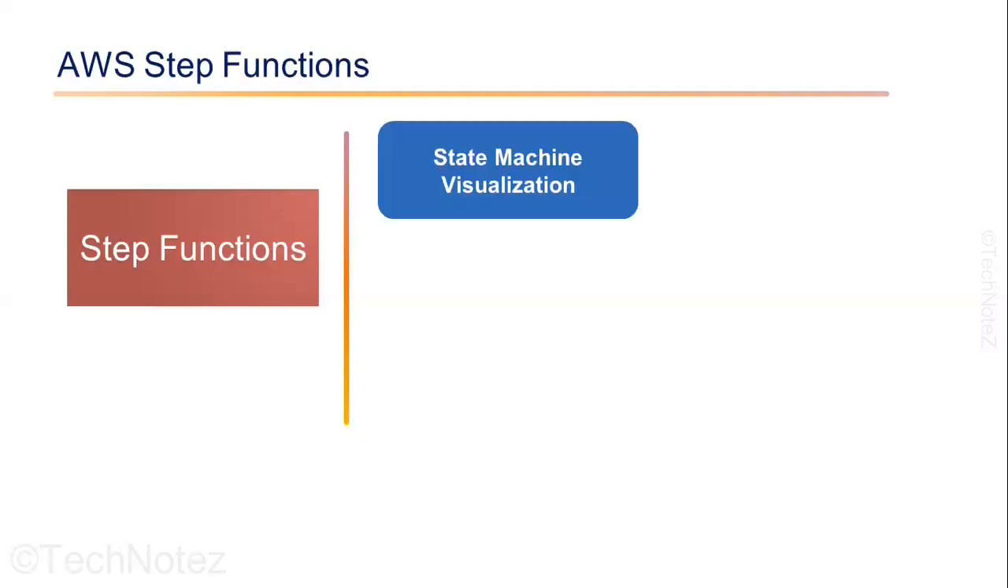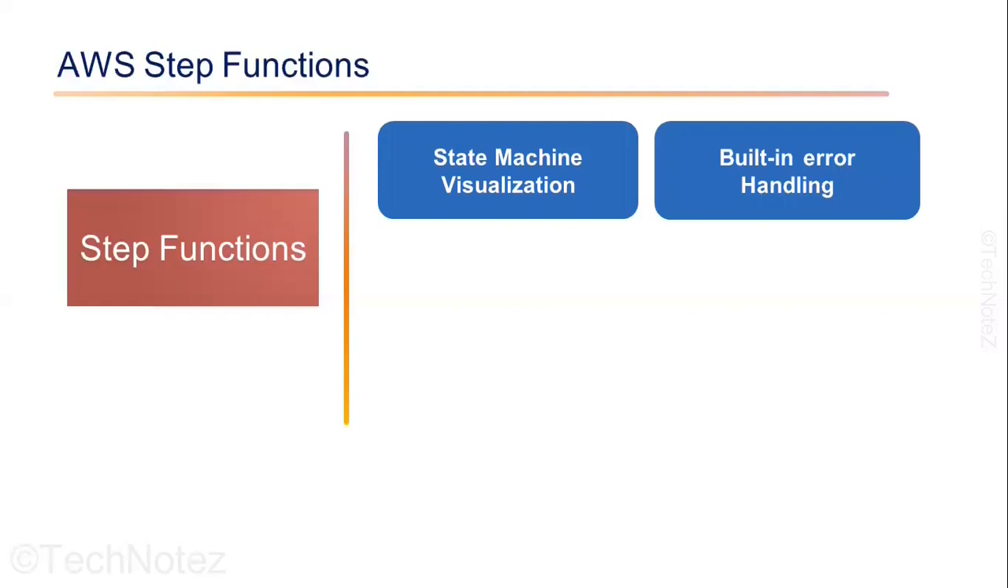State machine visualization. AWS Step Functions provides a visual representation of your state machine, which makes it easy to understand and debug complex workflows. Step Functions is a fully managed service that makes it easy to coordinate the different steps of your application or service using the visual workflow. Built-in error handling. Step Functions automatically handles errors and retries the failed step, making your application more resilient and reliable. It allows you to handle and retry errors, and also to track and visualize the progress of your workflow with the help of CloudWatch.